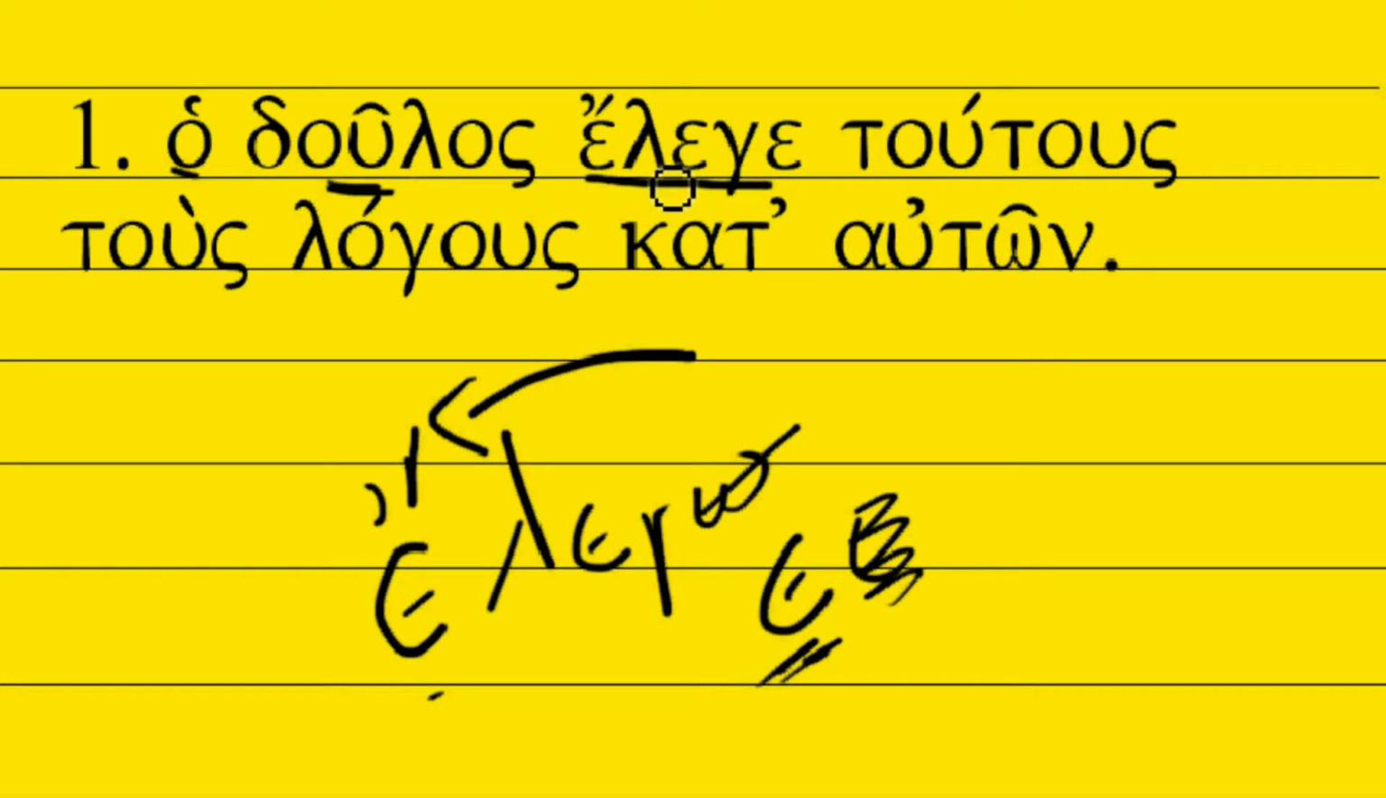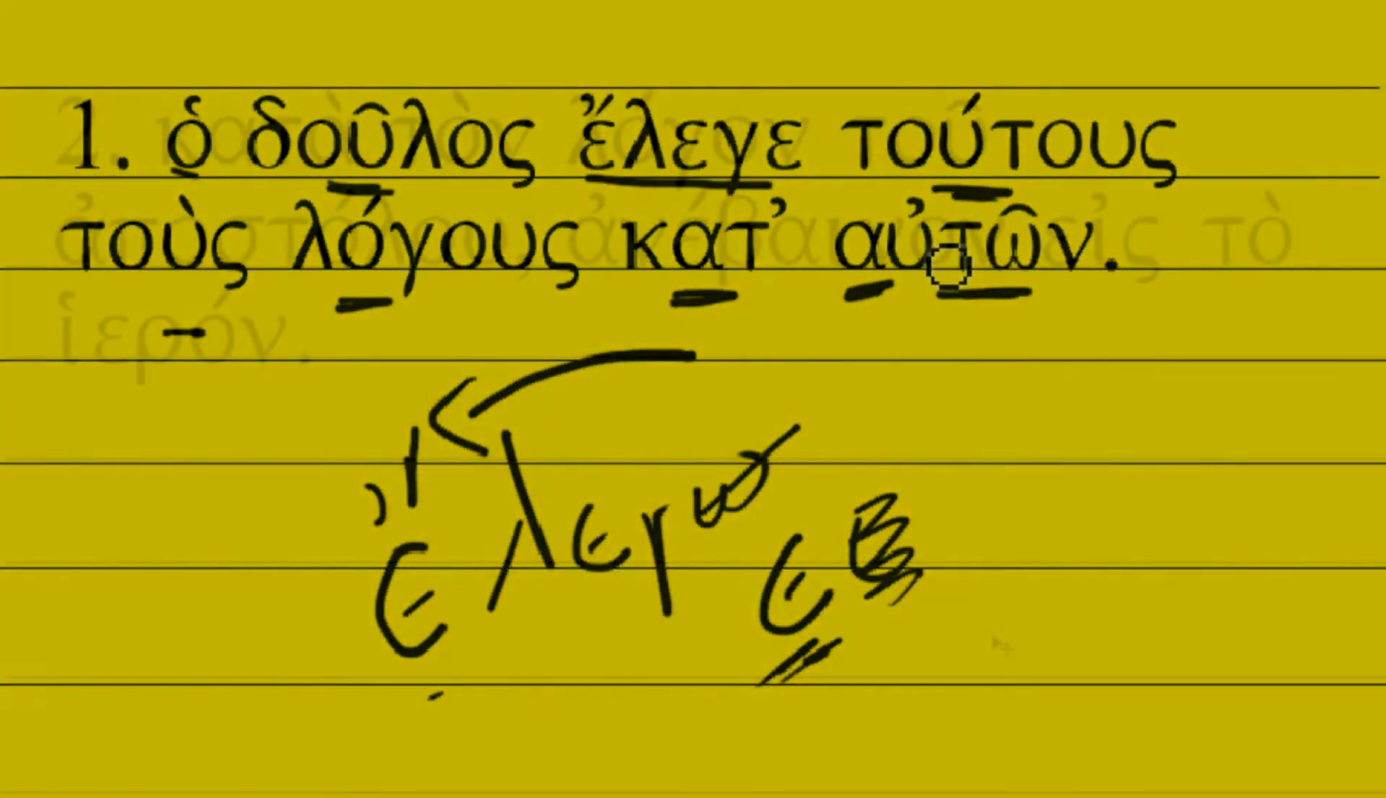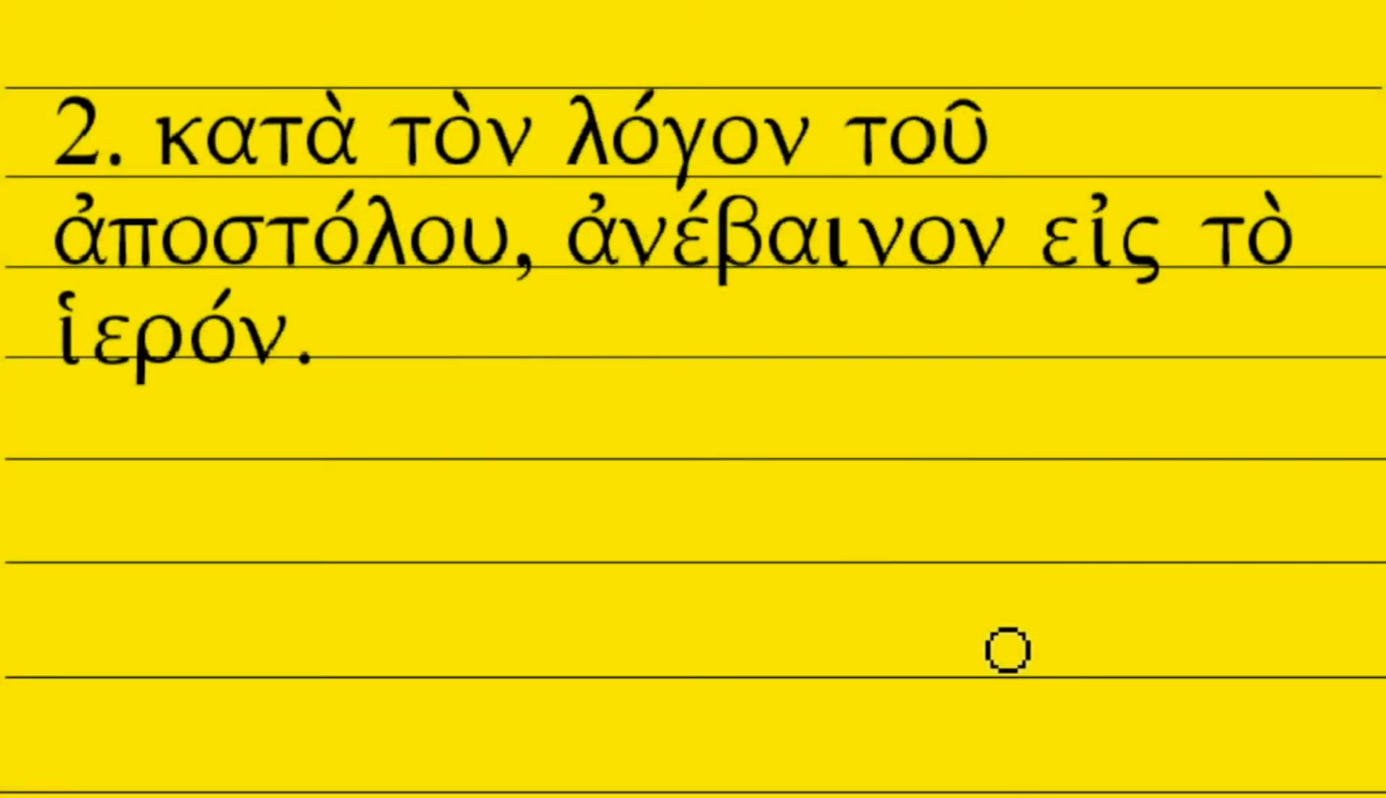The slave was saying these words, so it's toutous tous logous. We've already talked about demonstrative pronouns, so that should make sense to you. Kata is the word for against when it's used with the genitive. Notice that because this begins with a vowel, we contract kata and make it kat' with an apostrophe, autōn, against them. The slave was saying these words against them. All right, that was fairly straightforward, wasn't it?